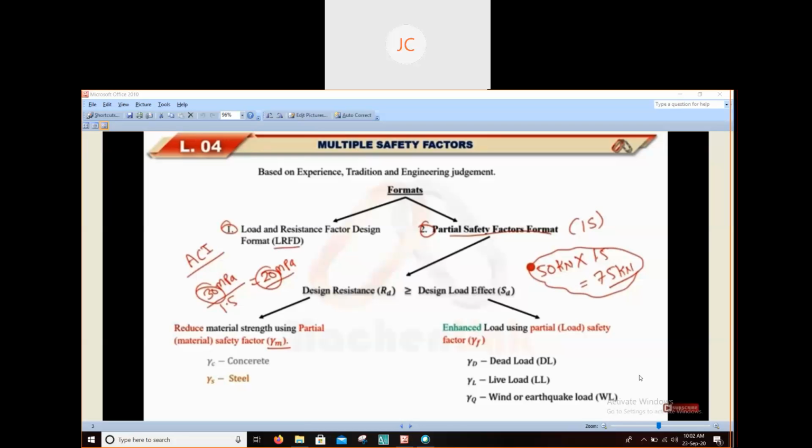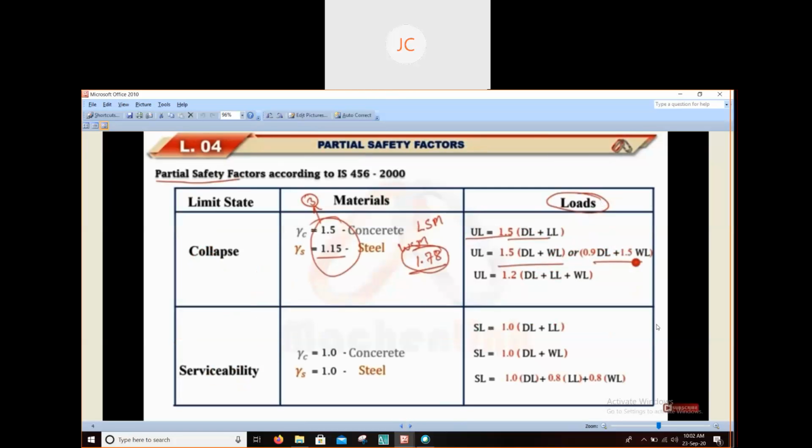Okay, let us see the next part. These are the various partial safety factors which are given in your IS code. You can see all these things in the IS code. In limit state design we have seen that two types of limit states are there: one is the limit state of collapse and the other is the limit state of serviceability. When we discuss the limit state of collapse, gamma is the partial safety factor, C for concrete, S for steel. The partial safety factor for concrete is 1.5 for the limit state of collapse. It is also given in the IS code.